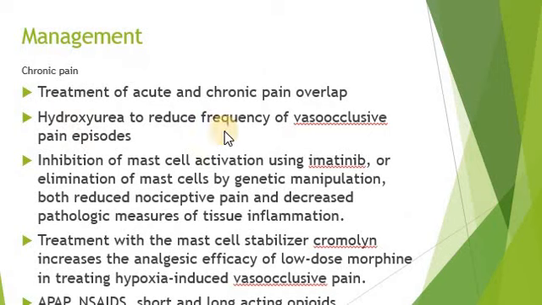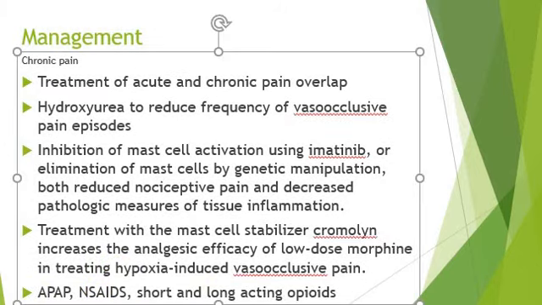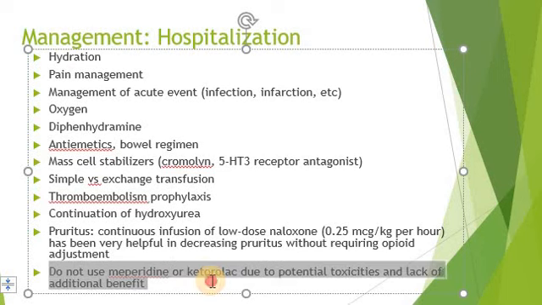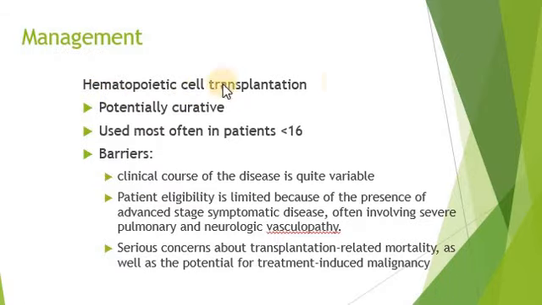For the management of chronic pain, we can use imatinib, which is an inhibitor of the mast cells. Furthermore, we have a mast cell stabilizer like cromolyn, which also increases the analgesic efficacy of low-dose morphine. Sometimes NSAIDs can be used. You must remember that we cannot use naproxen and ketorolac due to potential toxicities and the lack of additional beneficial effects.